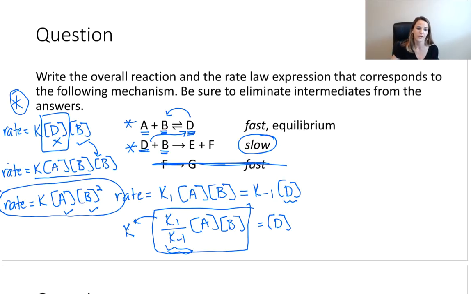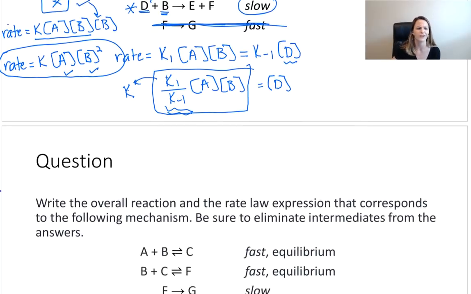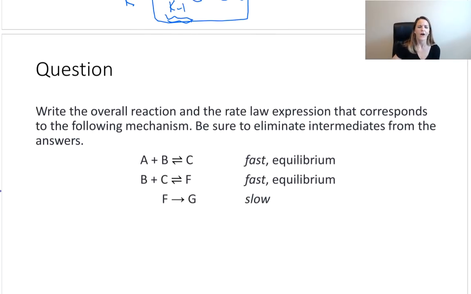All right, let's try another one that's slightly more challenging, but you can do it. You're brilliant students, no problem. All right, now here. Now we have a 3-step mechanism, but this time our slowest step is the last step. So it's just going to be a little bit more arithmetic than when we just went through, but you can do it.